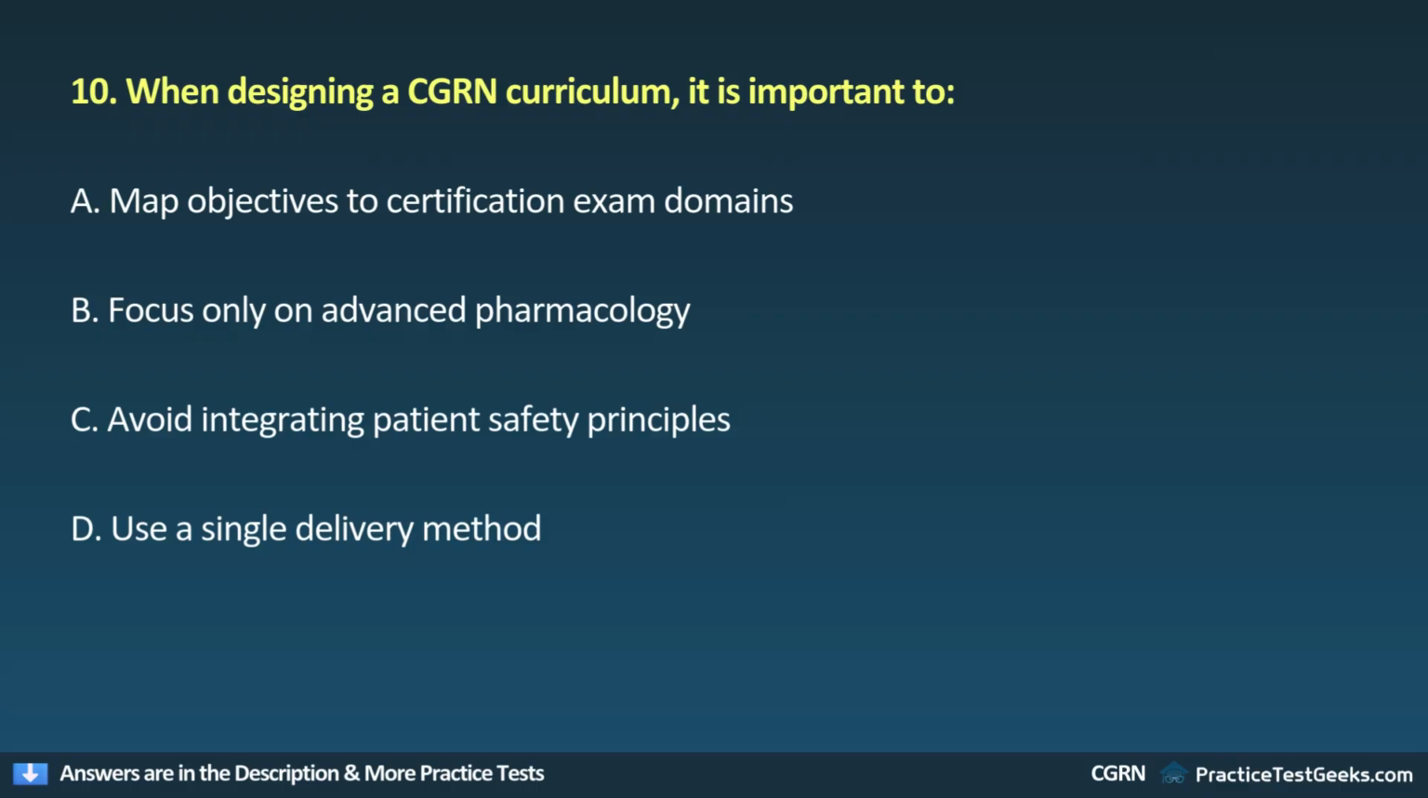10. When designing a CGRN curriculum, it is important to A. Map objectives to certification exam domains. B. Focus only on advanced pharmacology. C. Avoid integrating patient safety principles. D. Use a single delivery method.